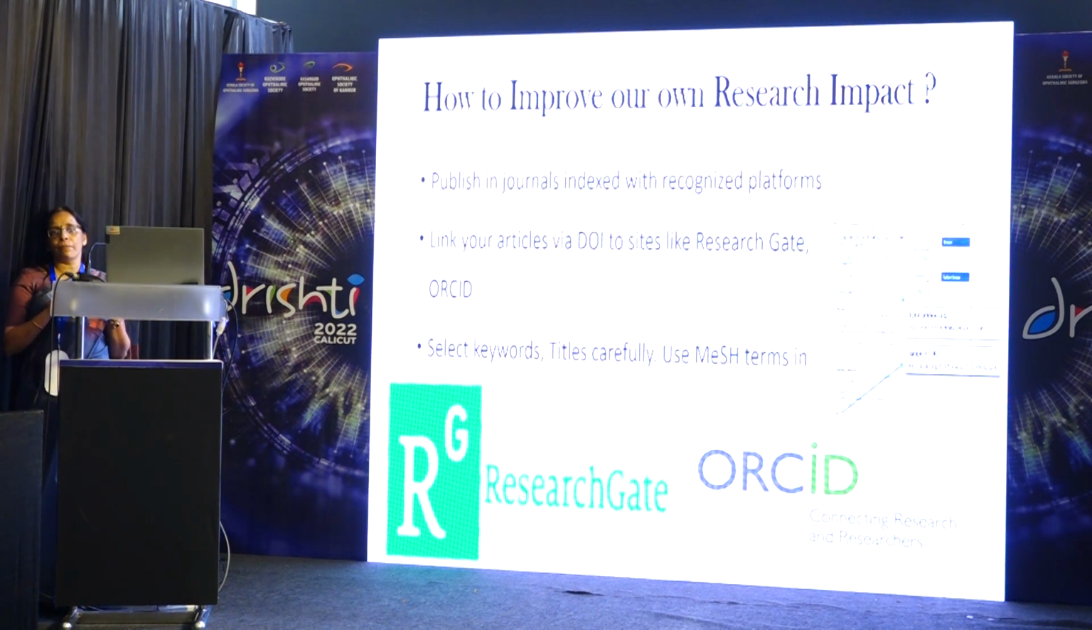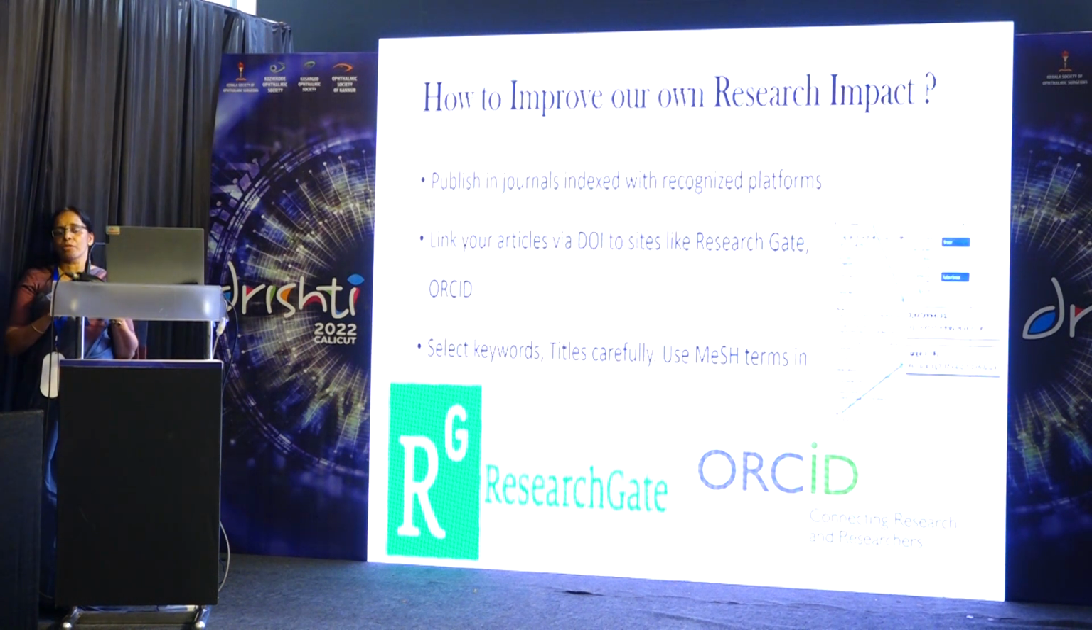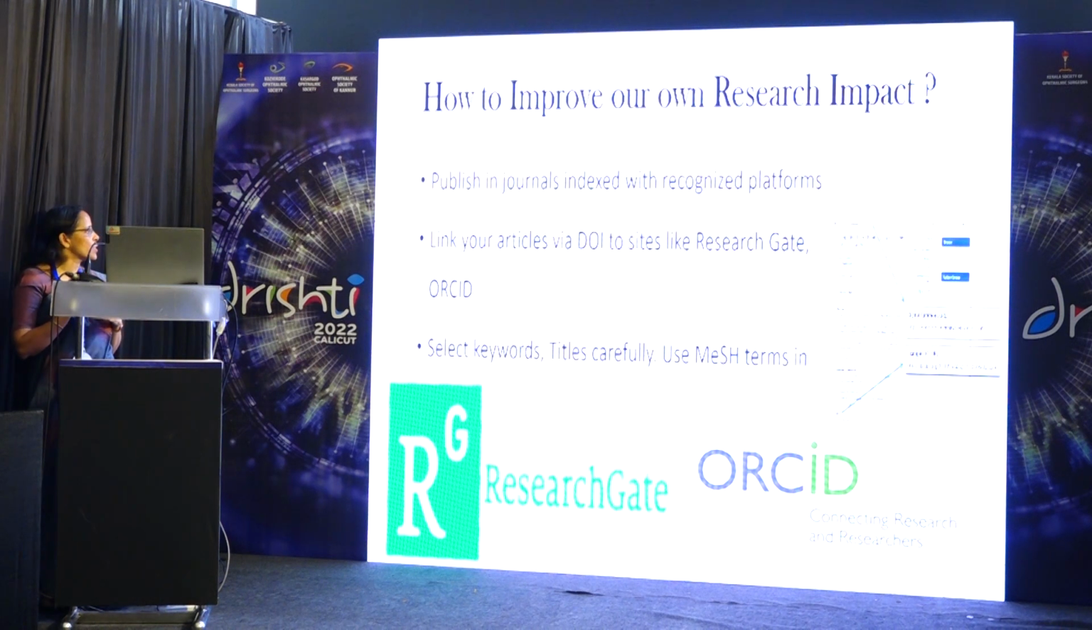You have to publish in journals which are indexed with recognized platforms. What are those recognized platforms? Web of Science and Scopus, the 2 most important ones. Only if you put your article there is it going to be picked up the world over and given a citation. So it has to be seen first of all.